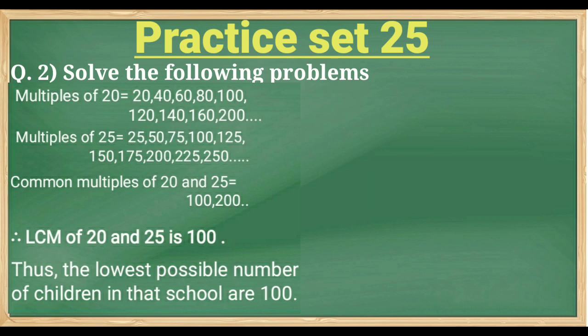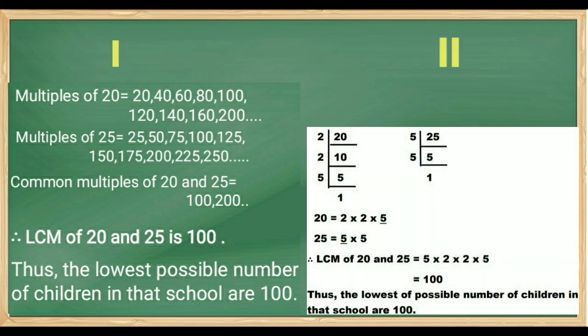Now you can solve this sum using another method too. This method is called the factorization method. In this method, you will first factorize the numbers 20 and 25. Now to factorize 20, we have to figure out in which table the number 20 comes. Since 20 comes in the table of 2, we'll write 2 to the left of 20 and 10 below 20 since 2 tens are 20.